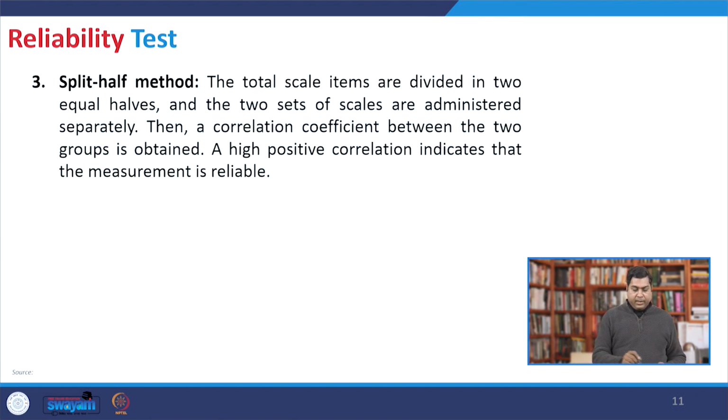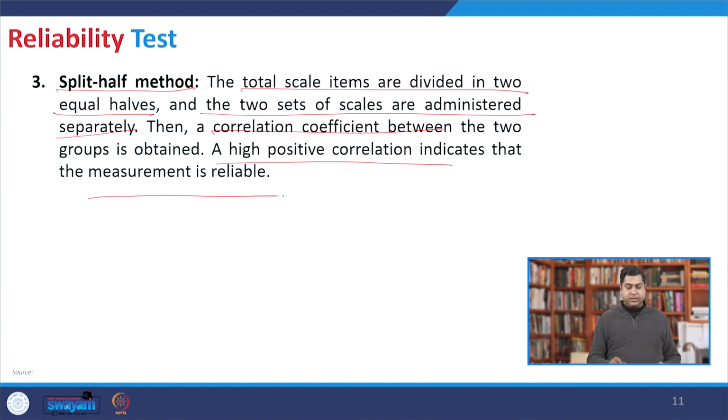Now the third one is the split half method. In this case, the total scale items are divided into equal halves and two sets of scale are administered separately. Then we develop a correlation coefficient to test whether their results are correlated or not. Whenever we get a high positive correlation, that indicates the measurement scale is reliable.